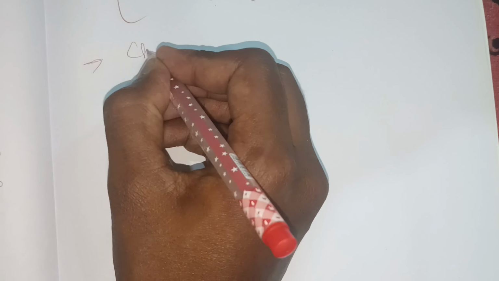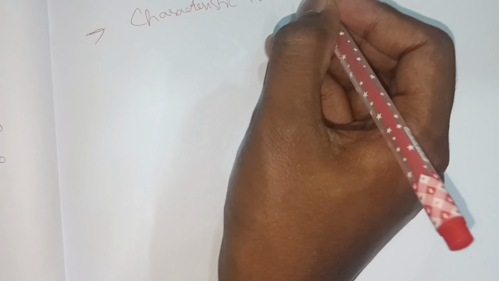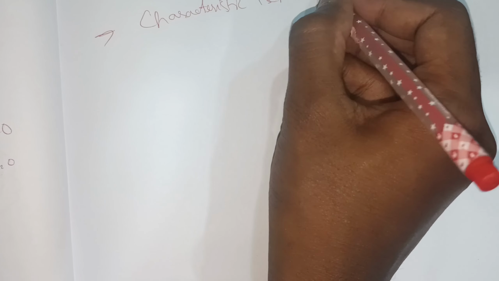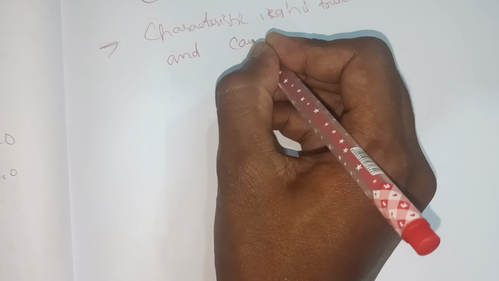So our characteristic equation is verified. Characteristic equation is true, and the Cayley Hamilton theorem is proved.